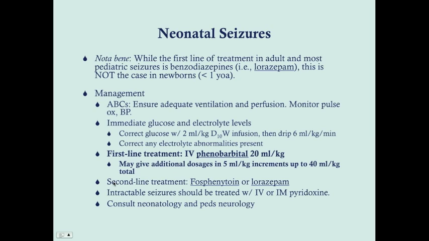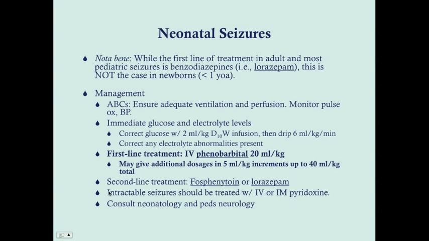After that, the second line treatment is fosphenytoin or lorazepam, and then intractable seizures should be treated with IV or intramuscular pyridoxine. Now, since I'm not a pediatrician, I'm not sure, but personally, I would think it may be useful to just give intramuscular pyridoxine immediately, just in case that's the possibility, because it's difficult to overdose on pyridoxine if the baby truly has a deficiency. But you may want to ask a pediatrician that. That may be something you can do immediately. You might not have to wait 10, 15, 20 minutes to give the pyridoxine.